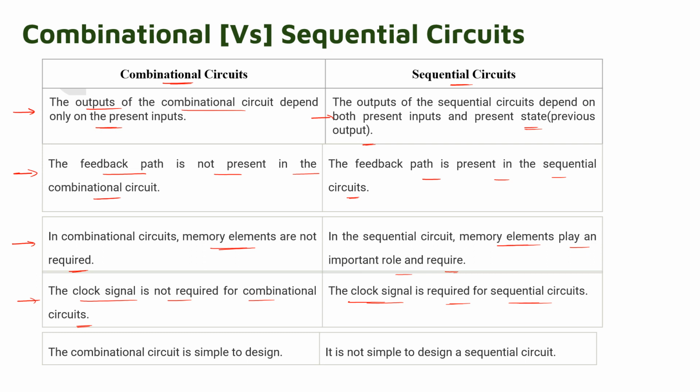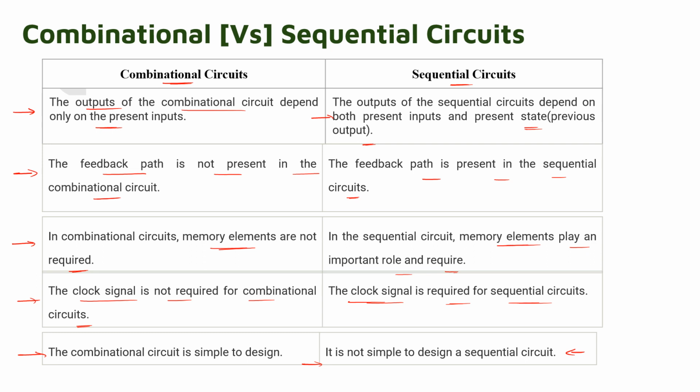Next one is about the complexity of design. Once there is no memory element, the circuits are simple to design. A sequential circuit is not as simple to design as combinational circuits. Therefore, it is not simple to design a sequential circuit. Okay, so these are some main differences between combinational versus sequential circuits.